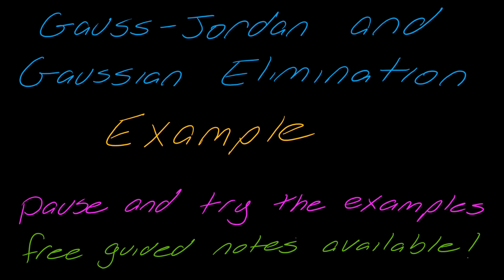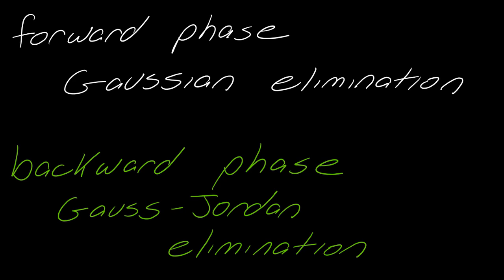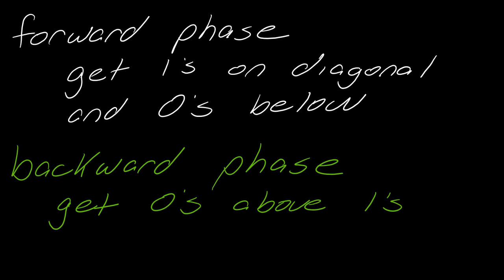So for this video, I'm going to show you an example of Gauss-Jordan and Gaussian elimination. I'm going to solve this system here using each one of these processes. This is really all about using an algorithm, and the algorithm has two steps. There's the forward phase of the algorithm, and that's Gaussian elimination, versus the backward phase of the algorithm, which is going to be our Gauss-Jordan elimination.